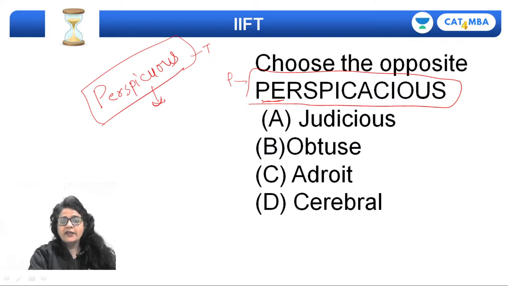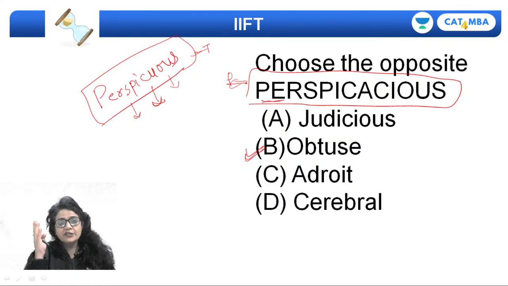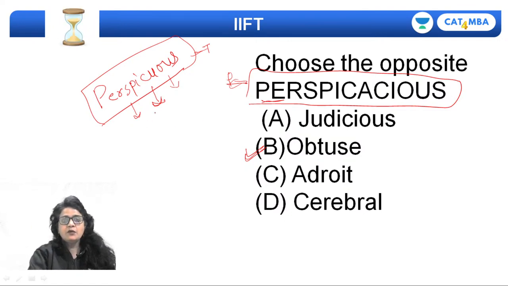Chetan Bhagat writes in a very perspicuous style. Easily understandable, and that's why he's so famous. Perspicuous argument. Clearly understood. Right? So perspicuous is something which is clear. Perspicacious is somebody who sees through things very clearly, who can understand things very clearly. Both are adjectives. One is used for things, one is used for people. Answer is B, obtuse. It's a dull person. Dim-witted. Empty-headed. Somebody who is an imbecile.